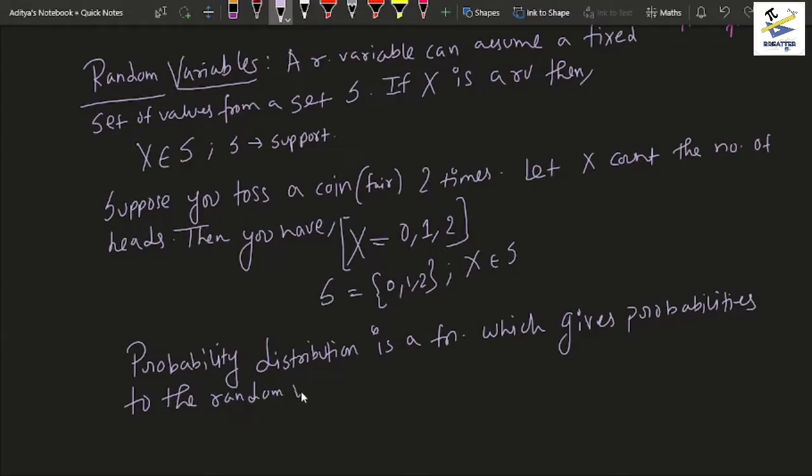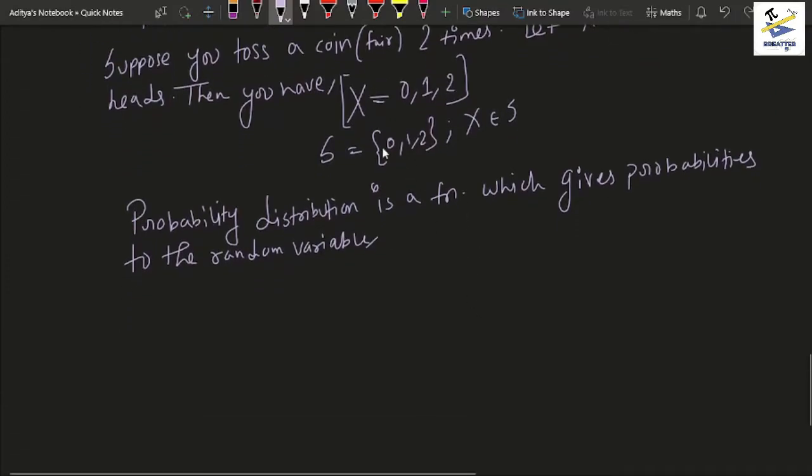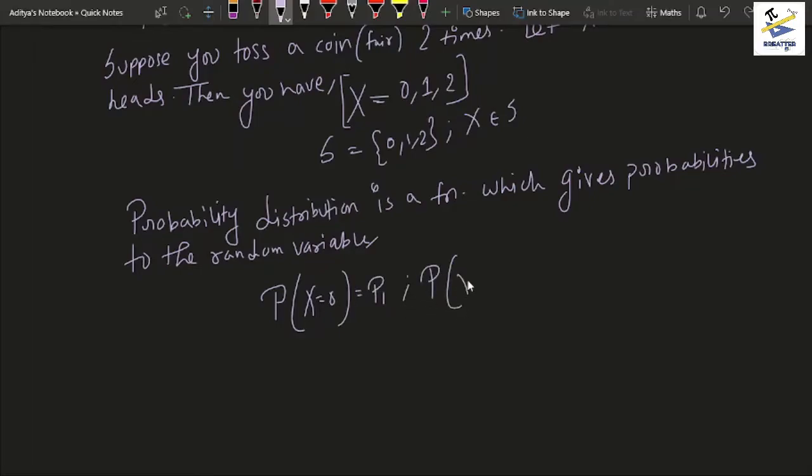So that means that here the random variable takes 3 values, right? The probability that x equals 0 will have a certain probability p1, the probability that x equals 1 will have a certain probability p2, and the probability that x equals 2 will have a certain probability p3.